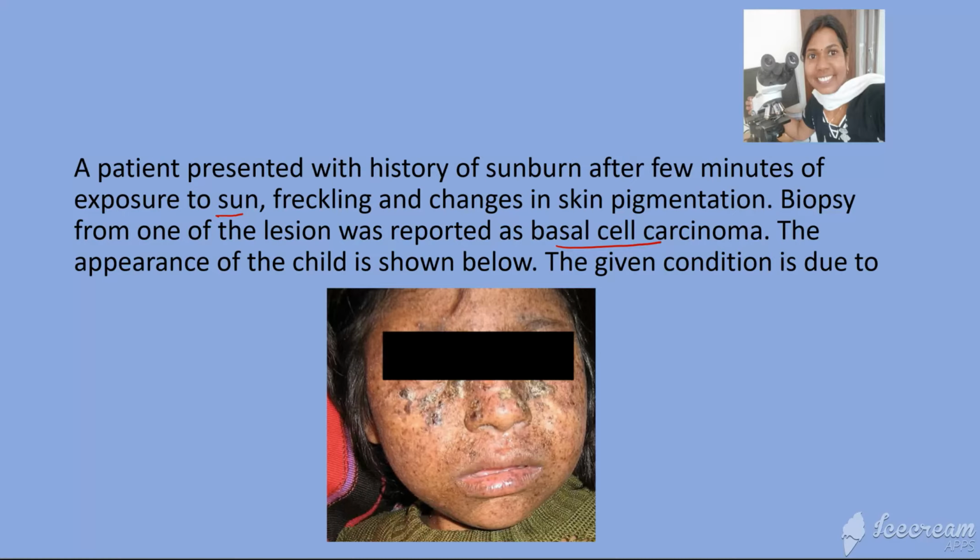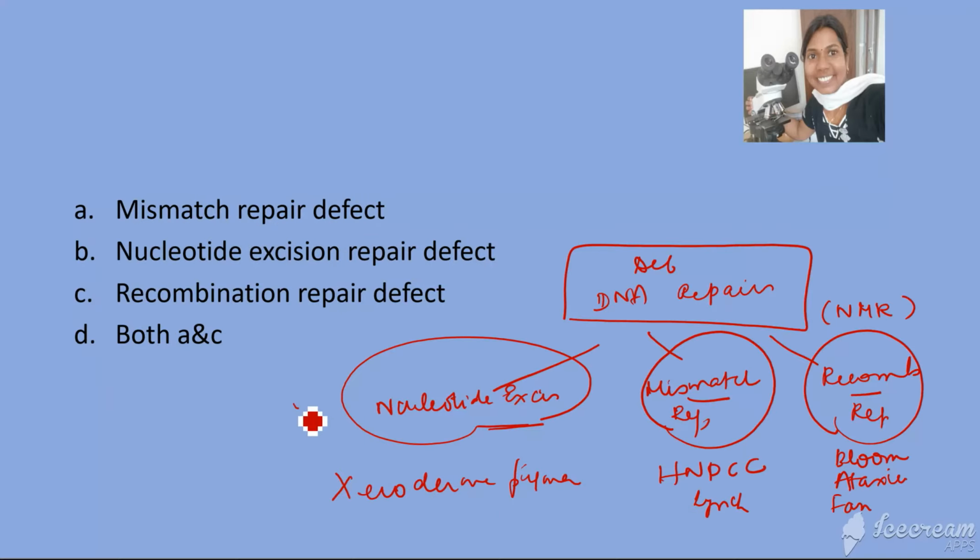Now going back to the question, this child has got a basal cell carcinoma. So basal cell carcinoma in a child is usually due to defect in nucleotide excision repair. So the given condition is xeroderma pigmentosa, and patients with this condition can develop multiple squamous cell carcinoma and basal cell carcinoma. So obviously the answer here is a nucleotide excision repair defect.